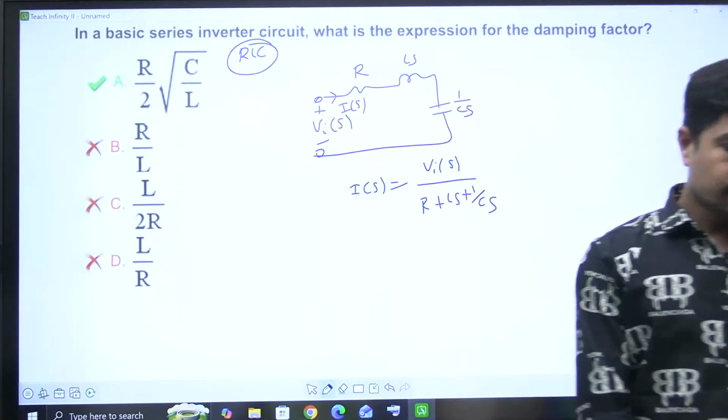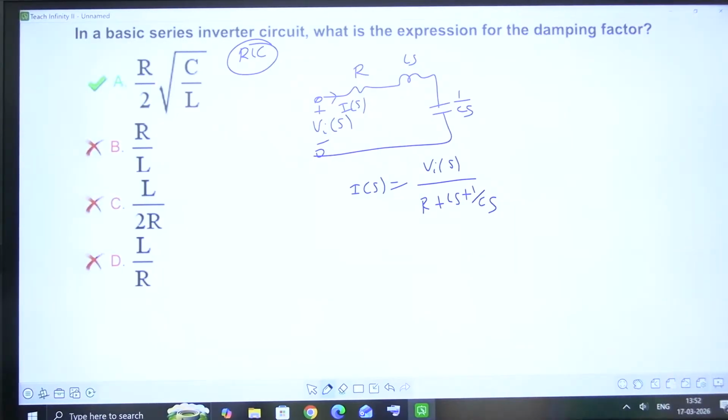You may be thinking, sir, why are you taking current into consideration? Why not the voltage across the resistor, or across the inductor, or across the capacitor? Why are you taking current into consideration?